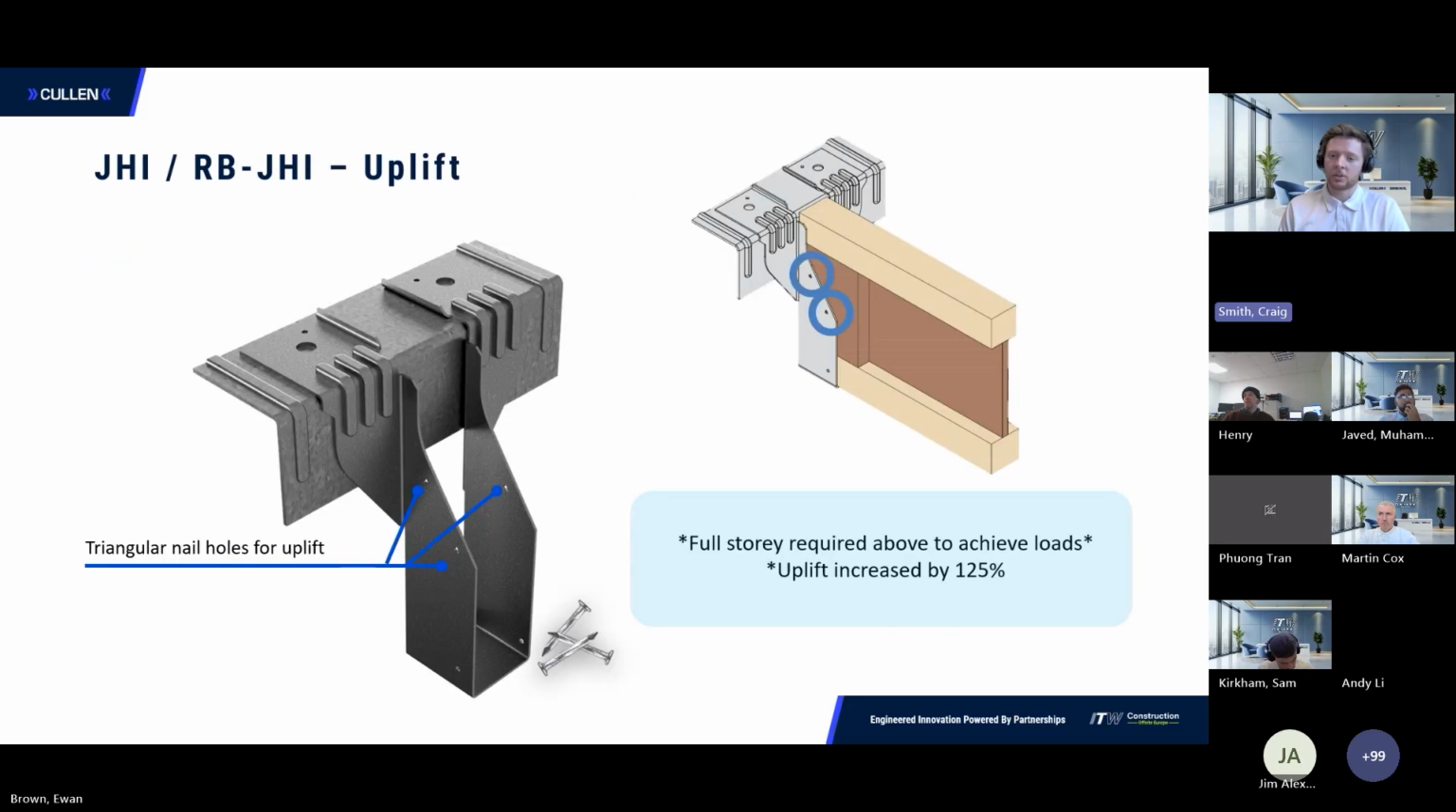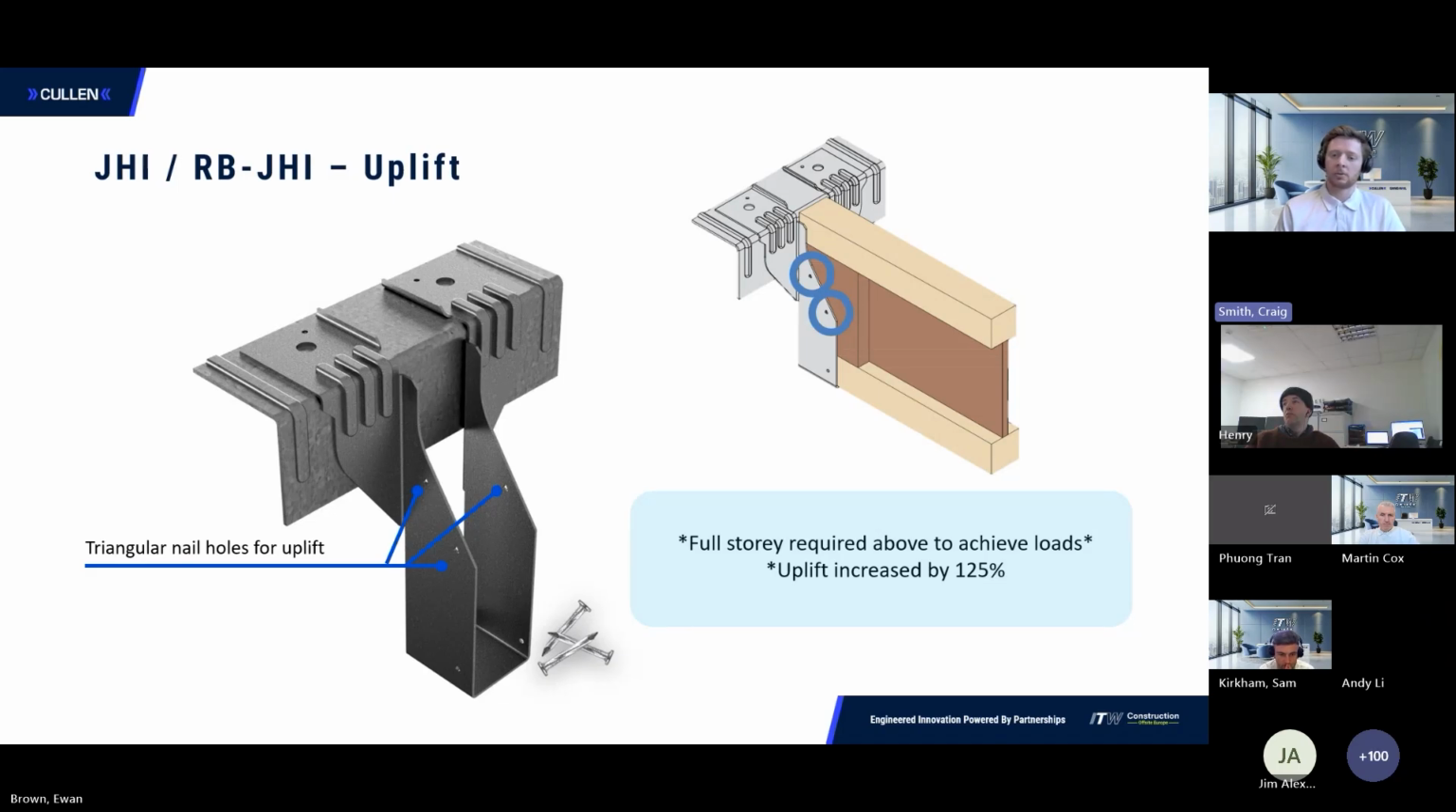I mentioned earlier about circular holes. These circular holes are for the bottom flange, and they should always be nailed to secure the incoming member. For enhanced uplift, we can also take advantage of these triangular holes that are in the products. So we need to nail through these into either an end block, a web stiffener, or solid timber, and that can improve the uplift performance by up to 125%. But it's important to note that we need a full story of masonry above that to achieve the loads. So we've got downwards loads, and then we've got an improved uplift if you're using the additional triangular holes.